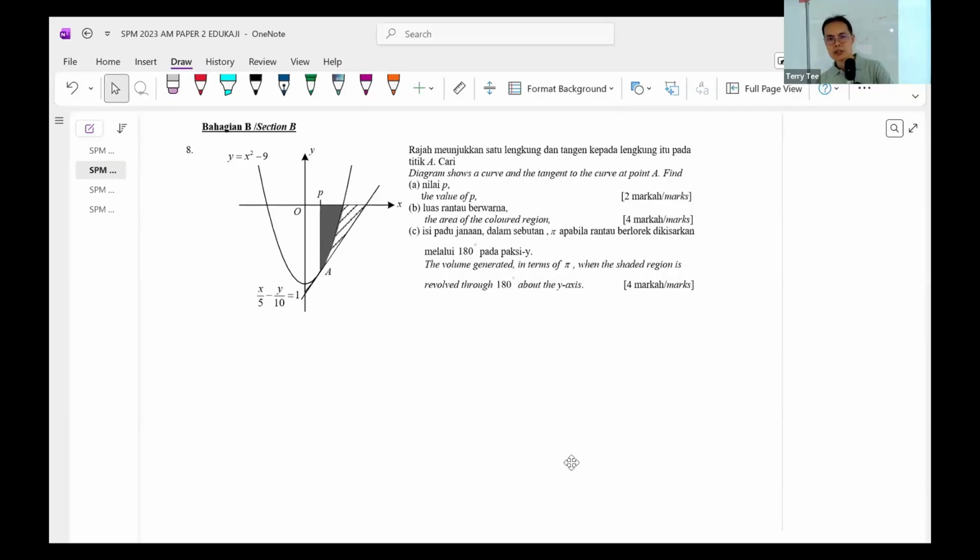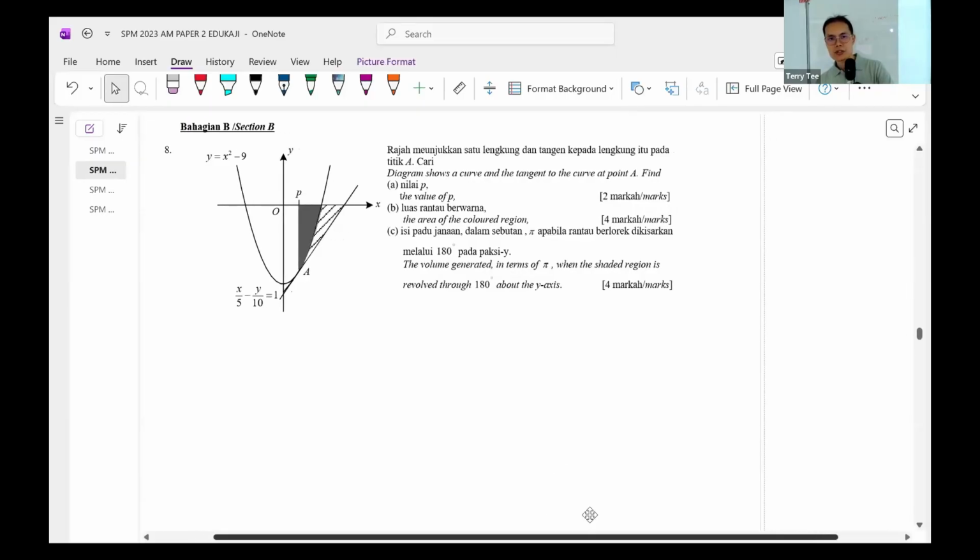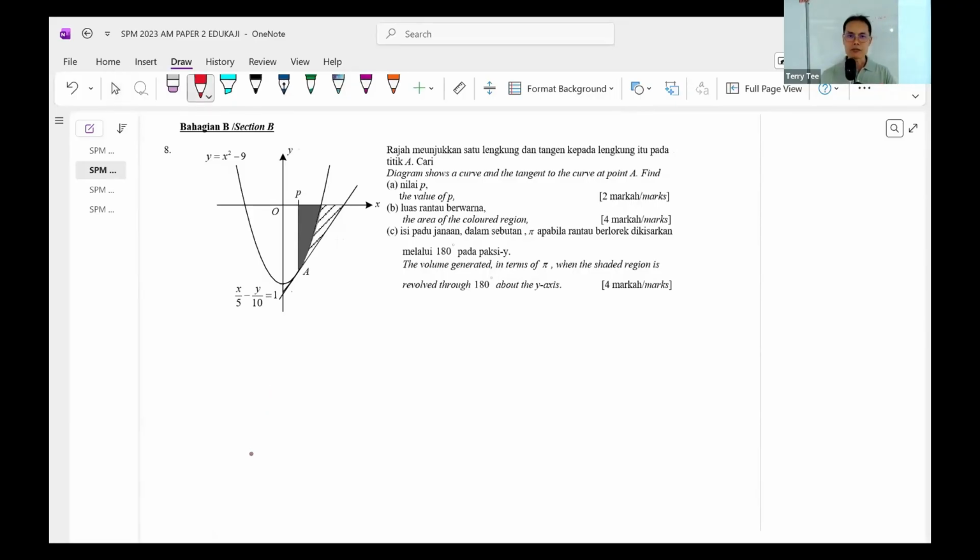Okay, come let's look at question number 8. This one is integration, Form 5, chapter 3. Okay, first part, find the value of P. They say that this is a curve and a tangent to the curve at point A. Find P. P is your X value.